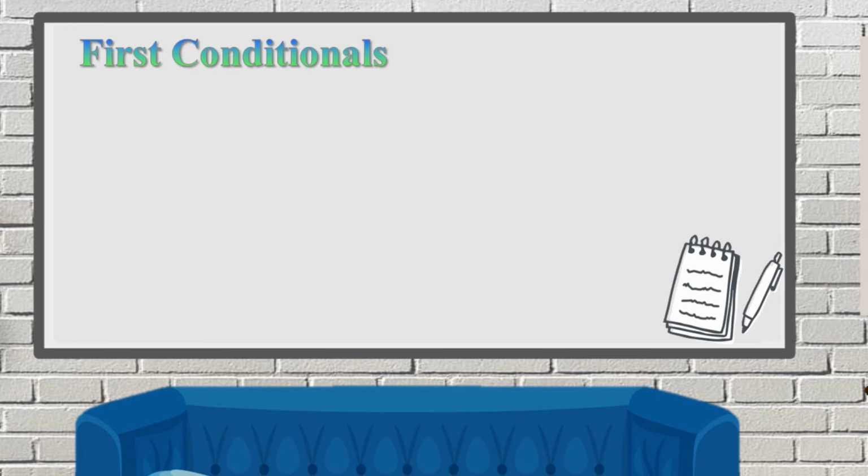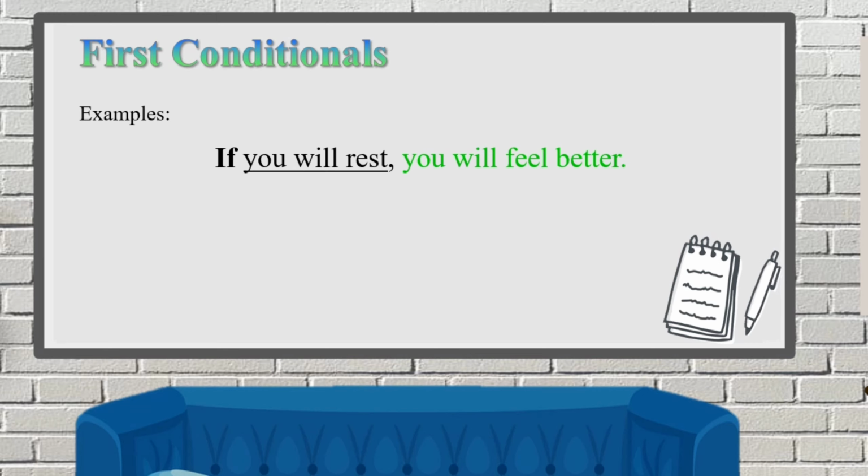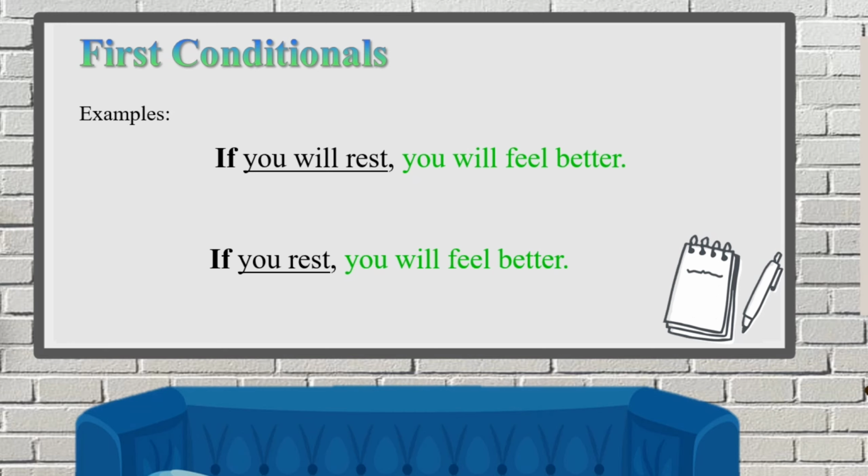Examine some of the common mistakes people make using the first conditional structure. If you will rest, you will feel better. The second sentence is, if you rest, you will feel better. In the first sentence, the future tense is used in the if clause, which is wrong. The correct example is the second sentence. Remember, use the simple present tense in the if clause.